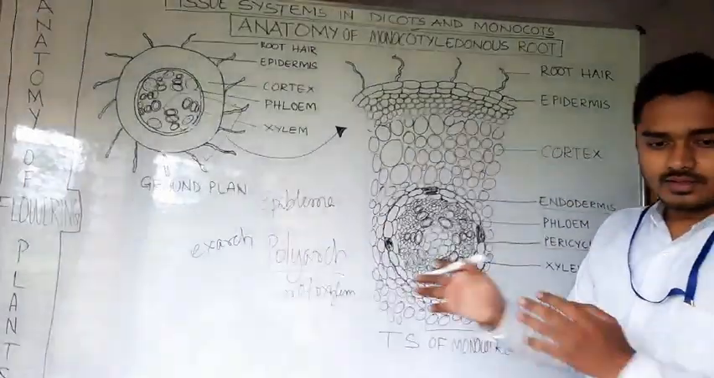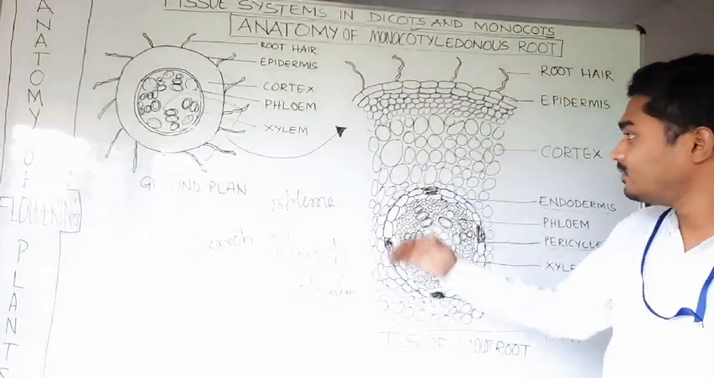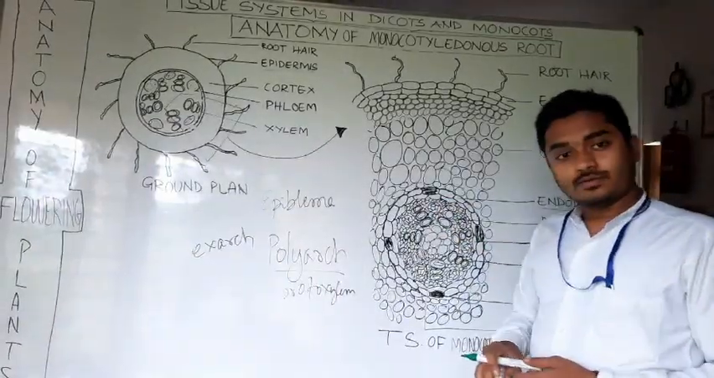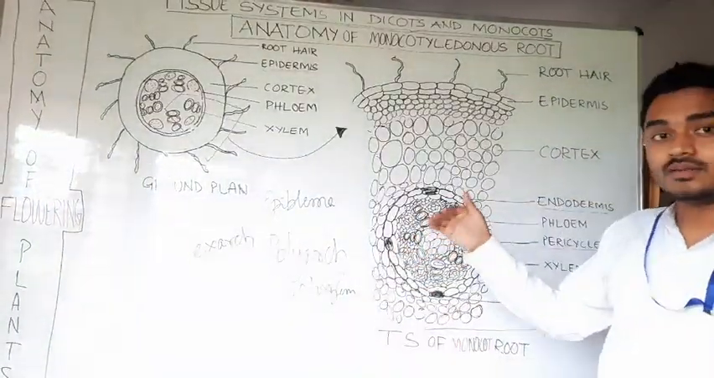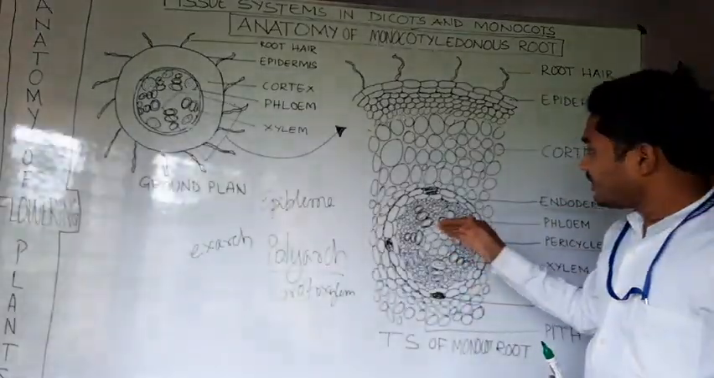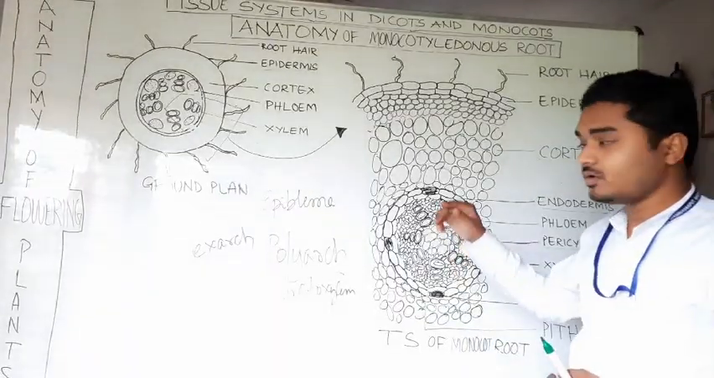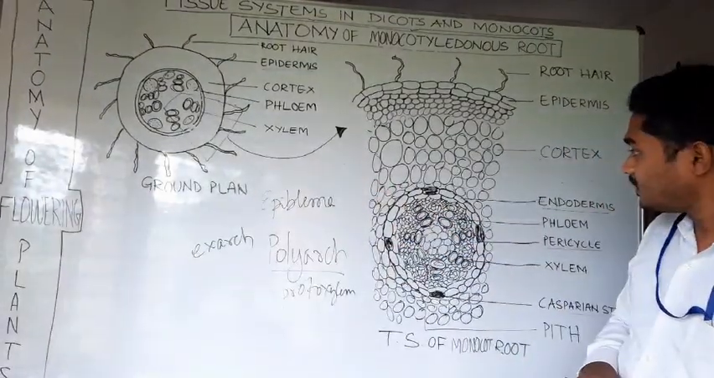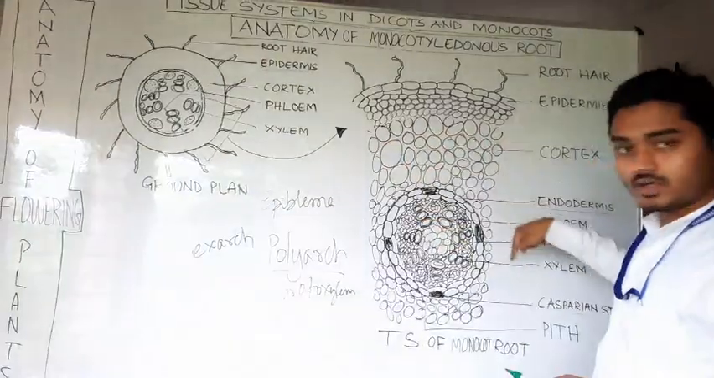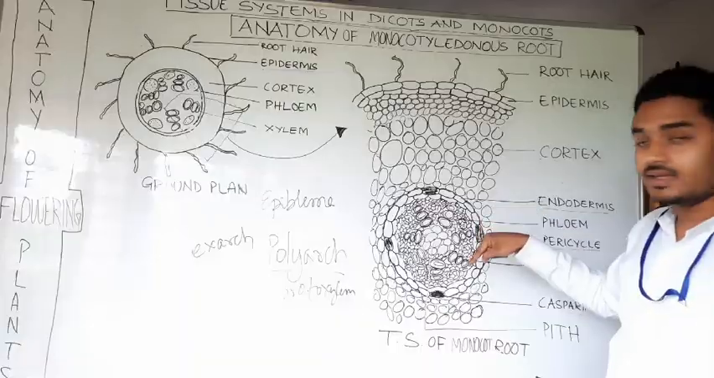And another term that you might have studied: in a tissue system, we have seen that if xylem and phloem are present, then what is the term used? Just remember. If vascular cambium is present in between xylem and phloem, then it is called open type, but here it is closed type. We have seen no vascular cambium, not in dicots, not here also in monocots. That's why it is a closed type of vascular bundle we are seeing.